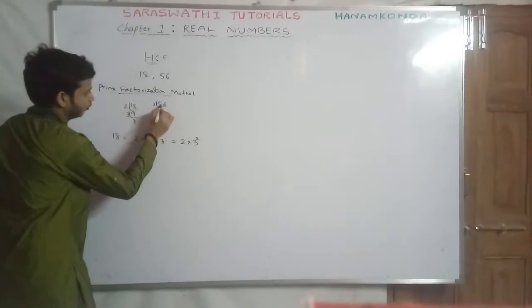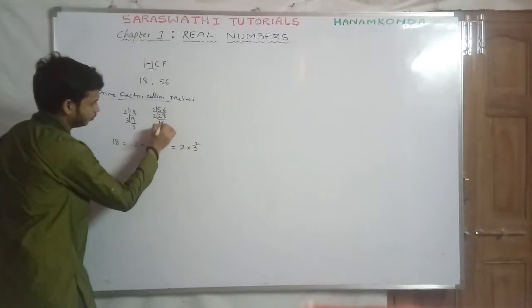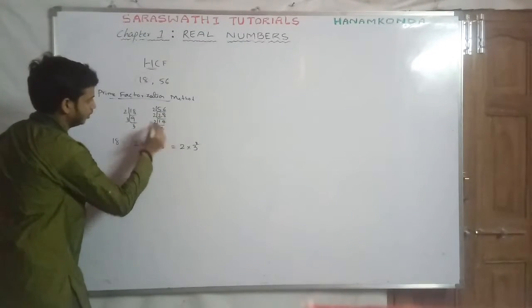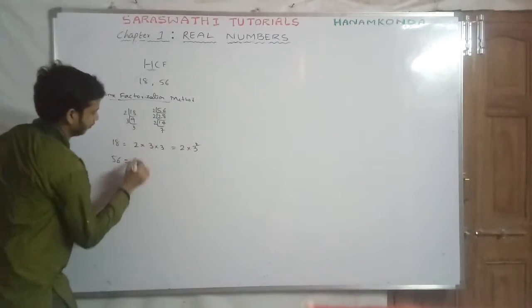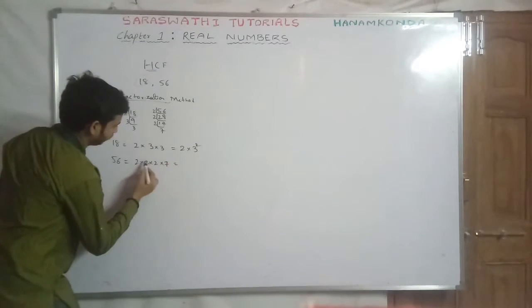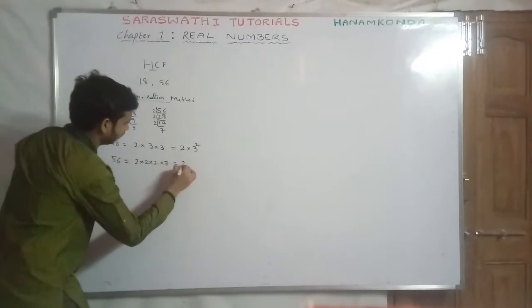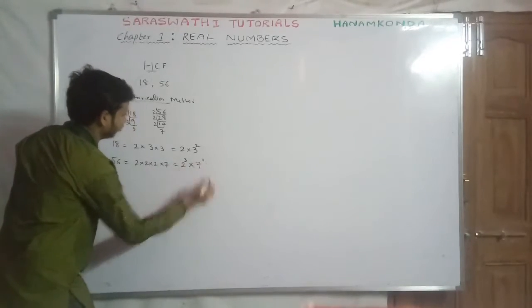Now factor 56. 2 times 2 is 4, 2 times 8 is 16, 2 times 4 is 8, 2 times 7 is 14. So 56 can be written as 2 into 2 into 2 into 7. Here 2 appears 3 times, so 2 power 3, and 7 appears 1 time, so 7 power 1.